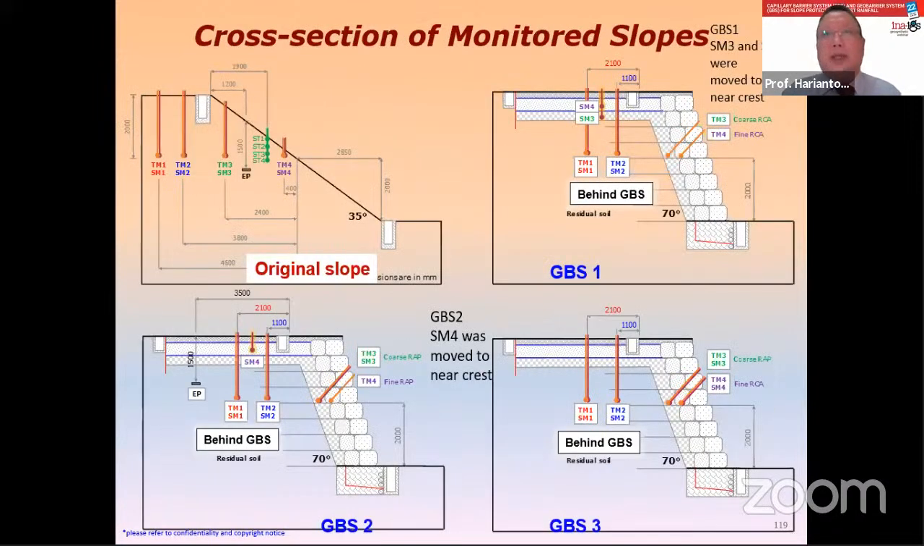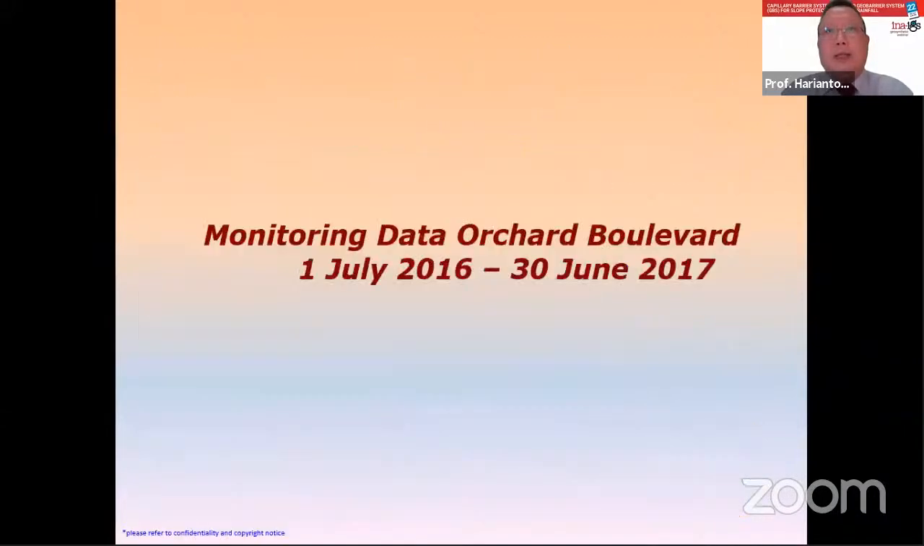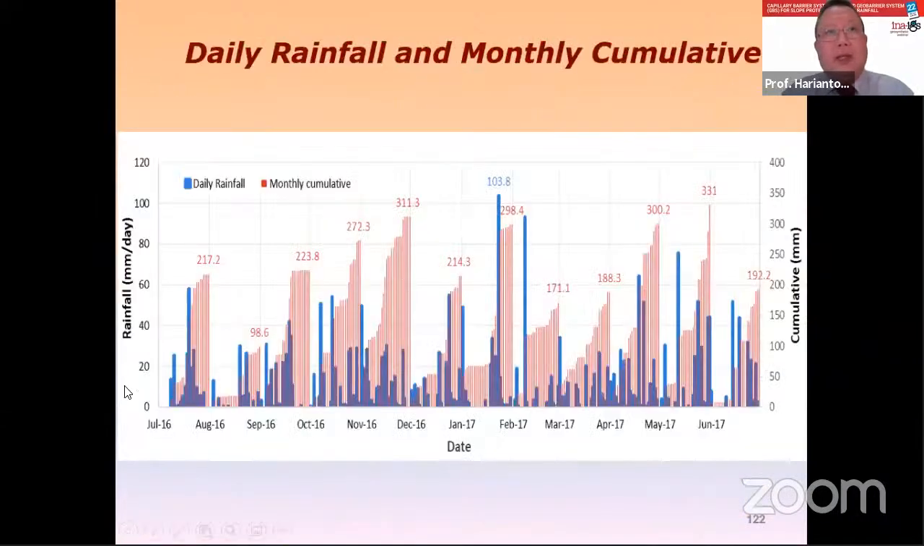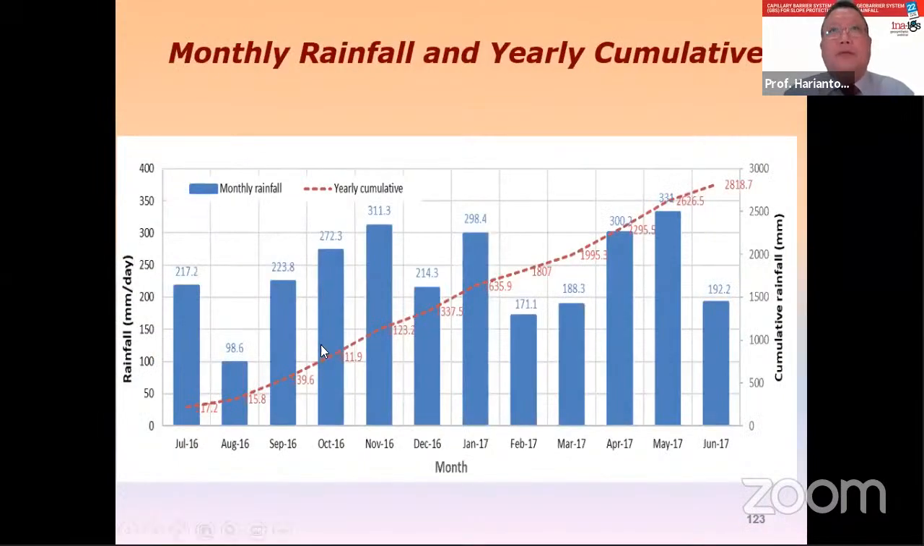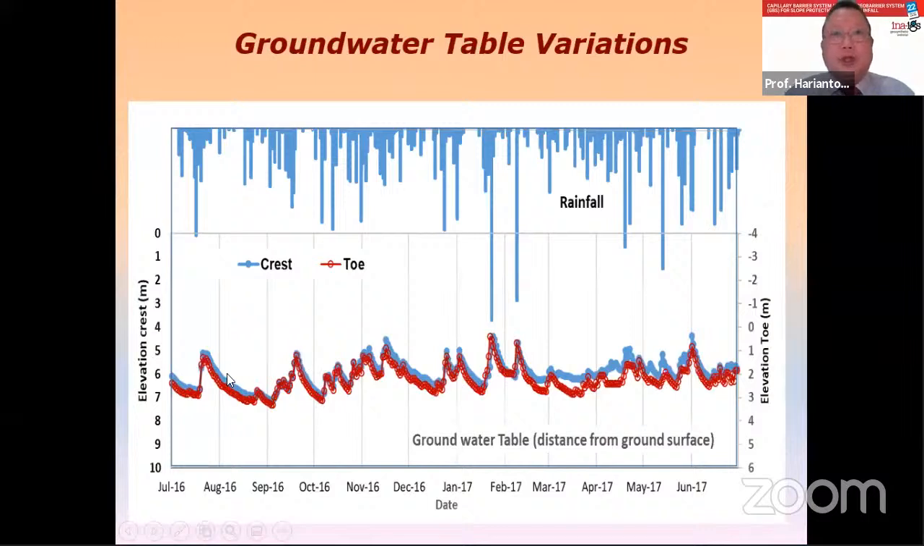All hooked up to data acquisition system. The positions of all those instruments. So I'll go through quickly. These are the monitoring data over the year, the daily rainfall and the monthly rainfall. And these are the cumulative yearly, and the positions of water tables remain essentially constant due to the rainfall.